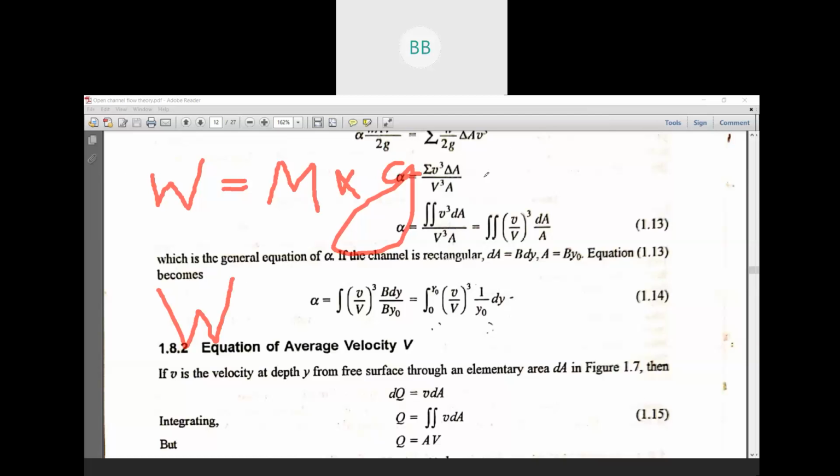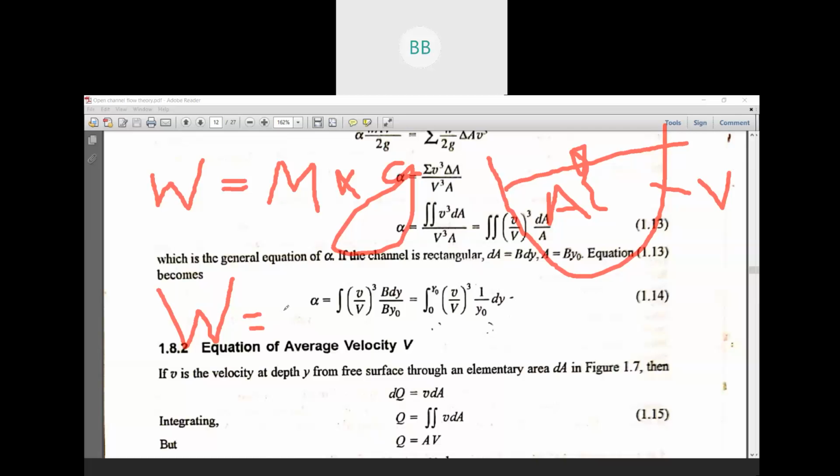So suppose you consider a cross section. If that cross section area is capital A and velocity in that particular cross section is v, what will be your weight? Weight is nothing but you have to take specific weight, that is rho into g, then you have to multiply it by the whole cross sectional area, then you have to multiply it by your velocity, that is your weight.